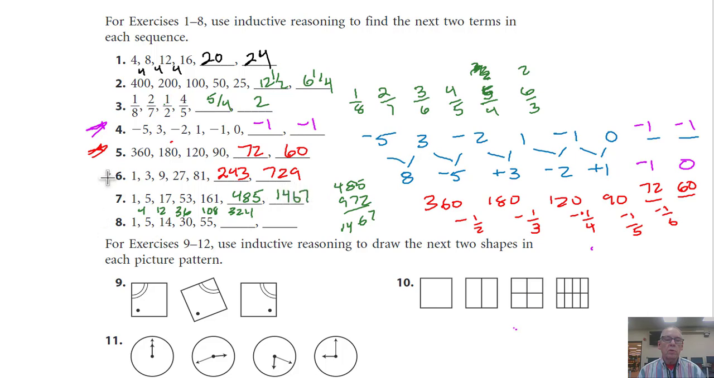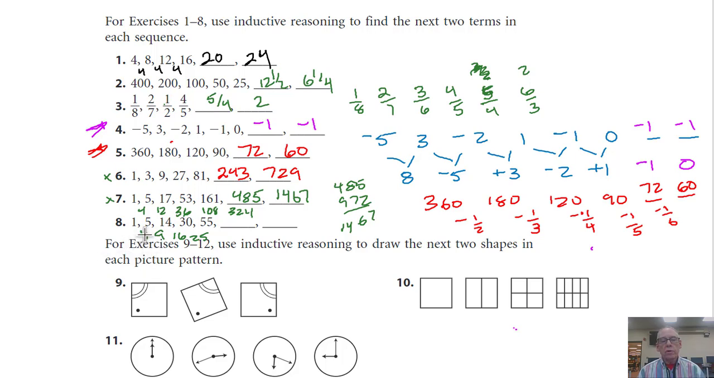So these are a little bit more difficult problems. And let's see what's going on with this one. This is going up by 4. This is going up by 9. This is going up by 16. And this is going up by 25.